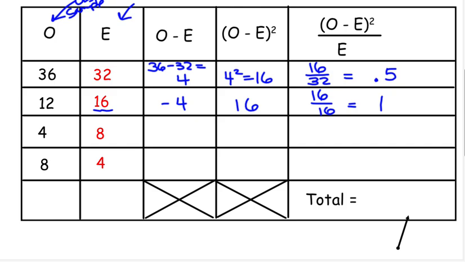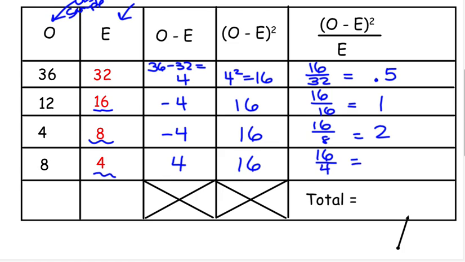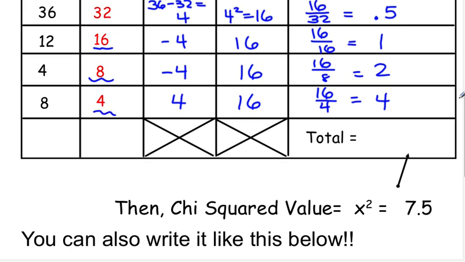Then we take 4 minus 8, -4. Square it, we get 16. 16 divided by, our expected is 8. We get 2. Then we take 8 minus 4, which is 4. Square it is 16. I made this problem nice and easy. So usually I'm going to give these nice pretty numbers. So 16 divided by 4 is 4. All right. And then what you do is you total up the columns.